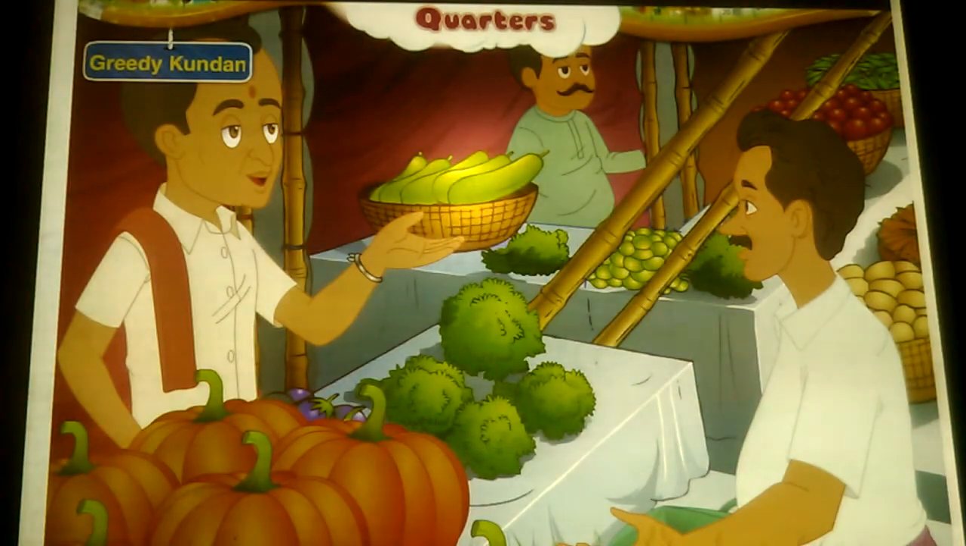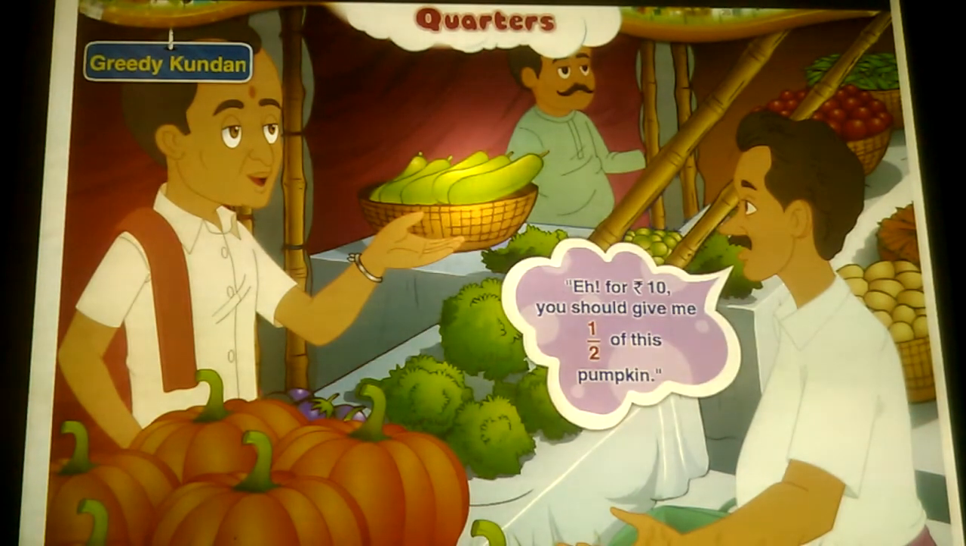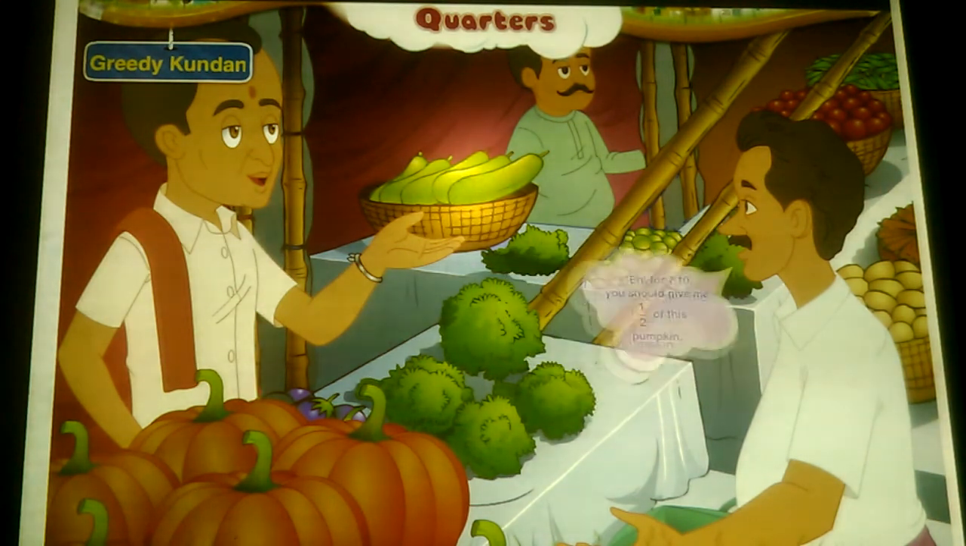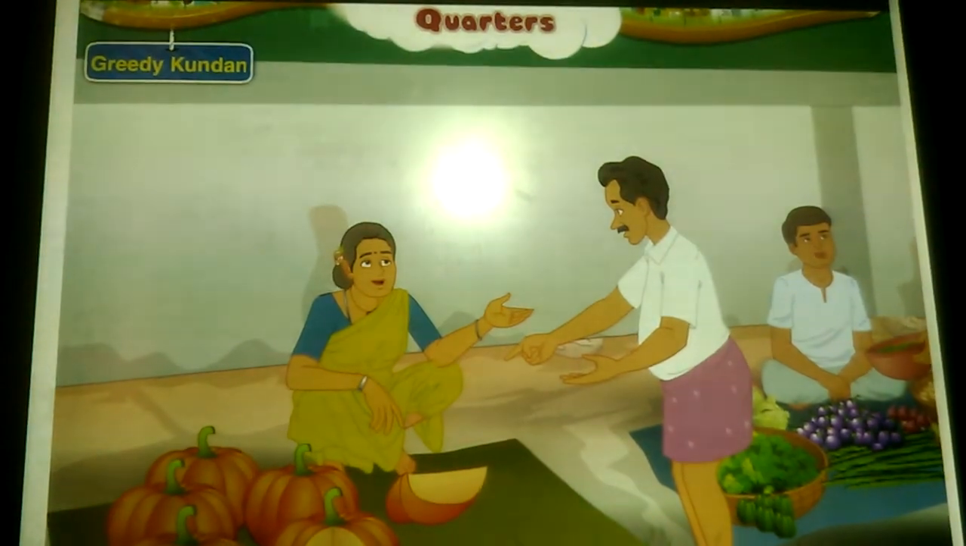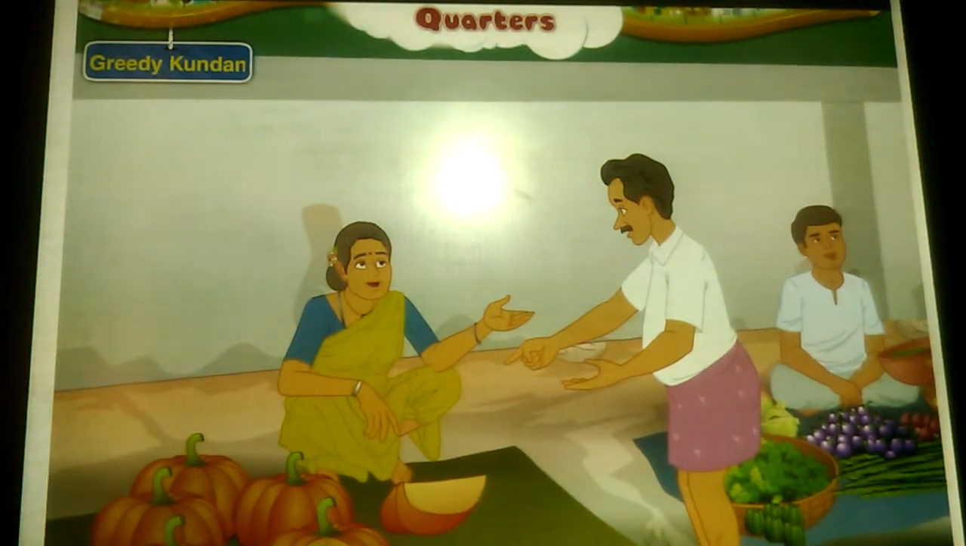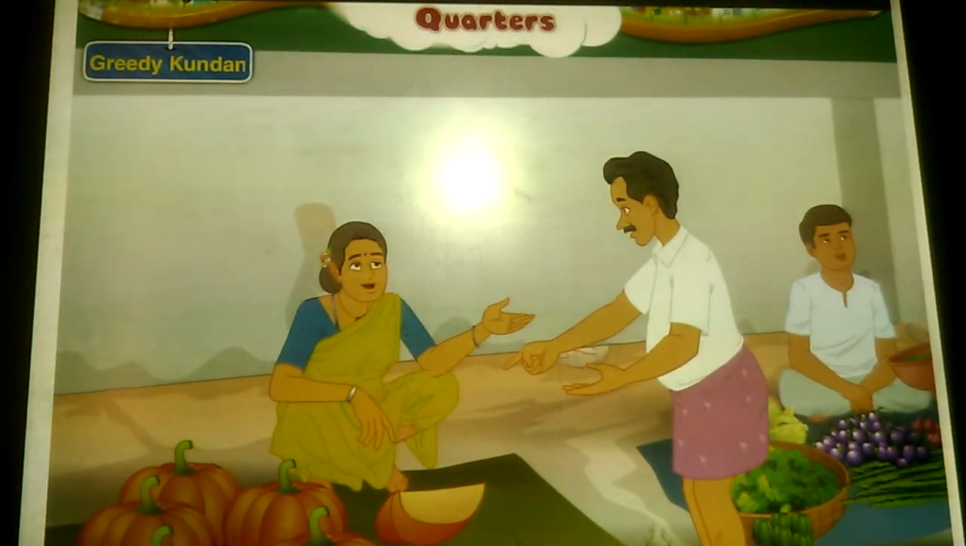Kundan says, "Hey, for rupees 10, you should give me half of this pumpkin." The first pumpkin seller says, "Why don't you go to the other seller then? He can give you half of such a big pumpkin for rupees 10. I keep only best quality pumpkins." Now Kundan goes to another seller and looks for the pumpkin of the same size.